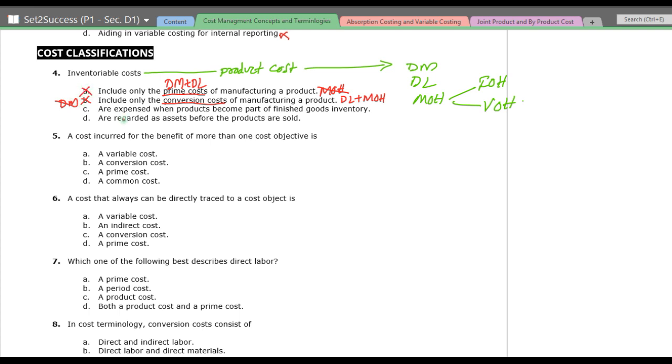Are expensed when products become part of finished goods inventory? Finished goods inventory are our assets, and in fact they are not expensed. They are capitalized. Now, inventoriable costs are regarded as assets before the products are sold. So this is the correct option.